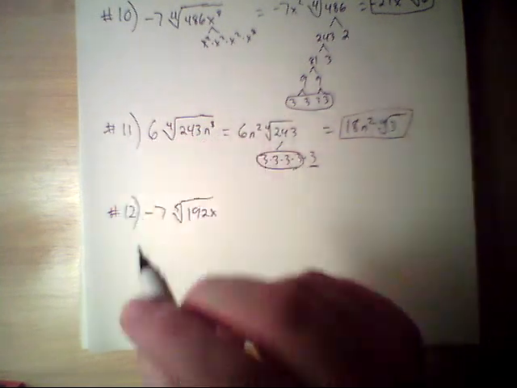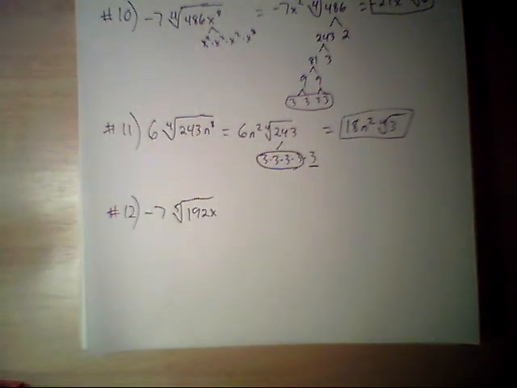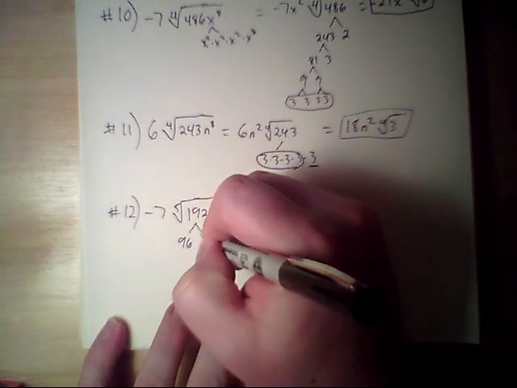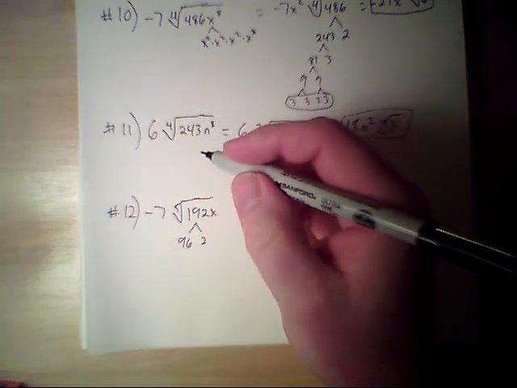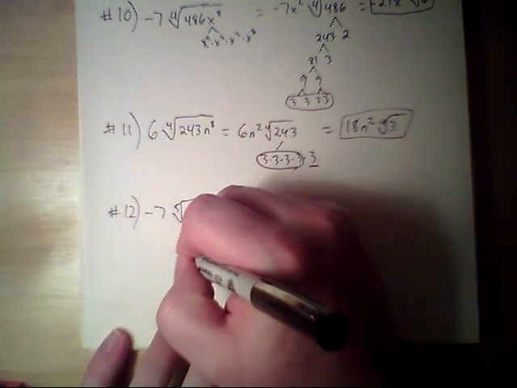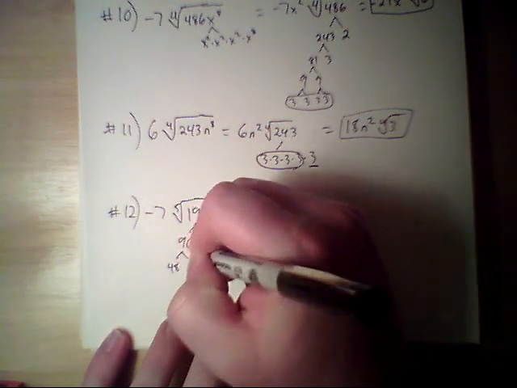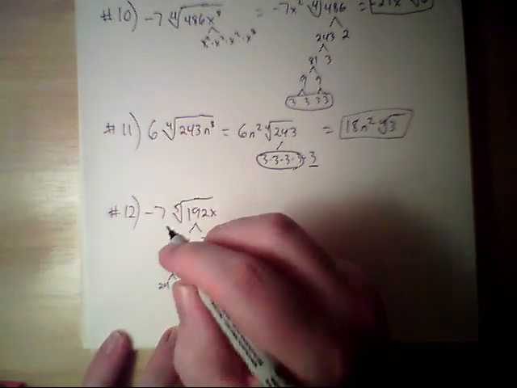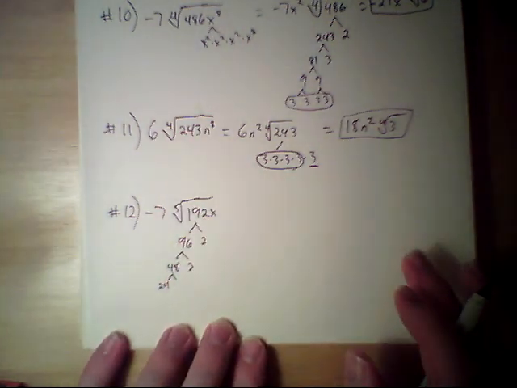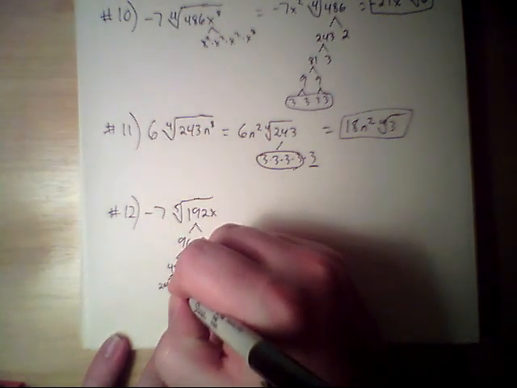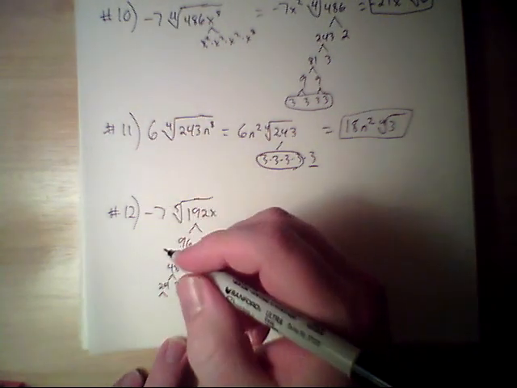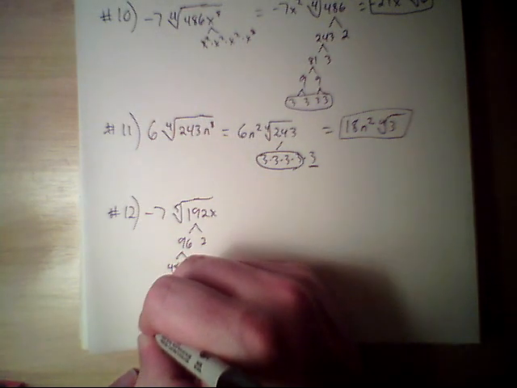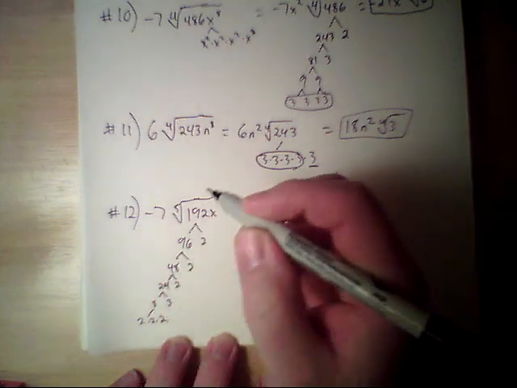Let's just start dividing by 2. 192 divided by 2 is 96, so we have 96 times 2. 96 divided by 2 is 48, so 48 times 2. 48 divided by 2 is 24, so 24 times 2. And 24 is 8 times 3, and we know that 8 is 2 times 2 times 2.